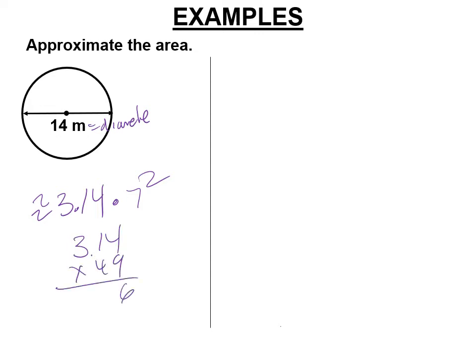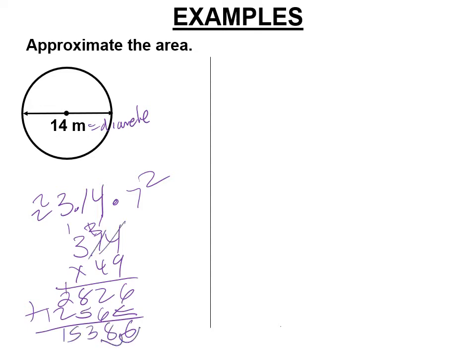9 times 4 is 36. And 9 is 12. And 27 plus 1 is 28. And we step over, and 4 times 4 is 16. And 4 times 1 is 4 plus 1 is 5. And 4 times 3 is 12. And it's 6 and 8 and 13 and 5 and 1. Yeah, move the decimal twice. And it's approximately, and it's not exactly, 153.86. M is meters, and so this is square meters. Approximately 153 little squares fit inside there.